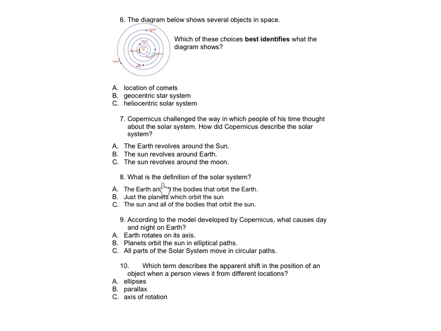Number 8. Which is the definition of the solar system? A. The Earth and all the bodies that orbit the Earth. B. Just the planets which orbit the Sun. C. The Sun and all of the bodies that orbit the Sun.